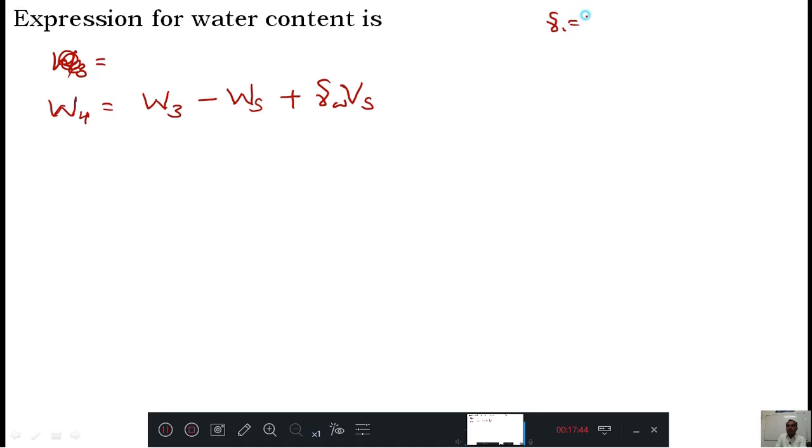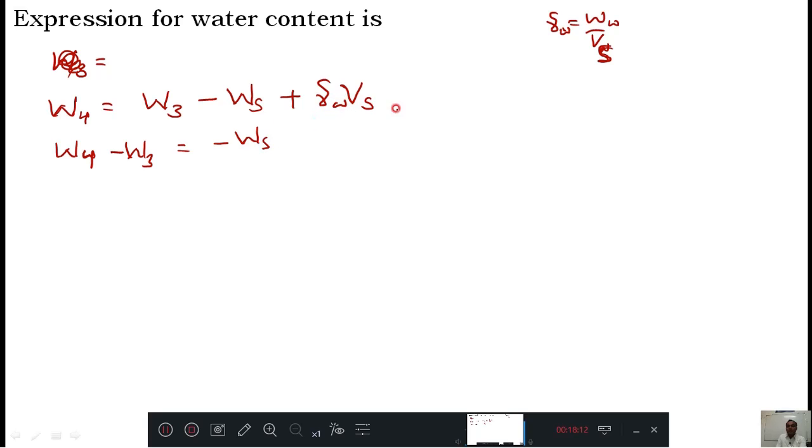Gamma is equal to weight by volume, right? Then the weight of water I want, this is the water. But in the place of solids I need to put water, therefore I will write Vs here and put this one. Understood? Now let W3 be here, W4, then bring this W3 to this side, this is a minus, and Ws is Ws.